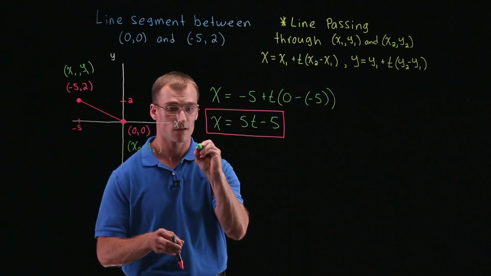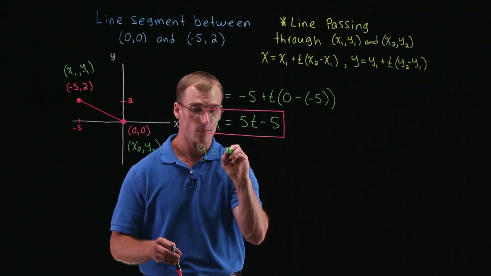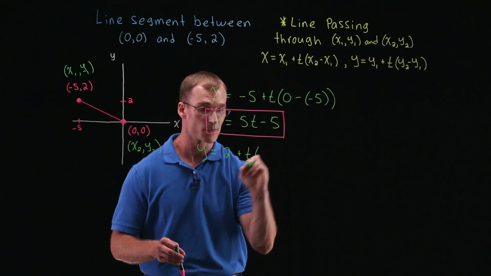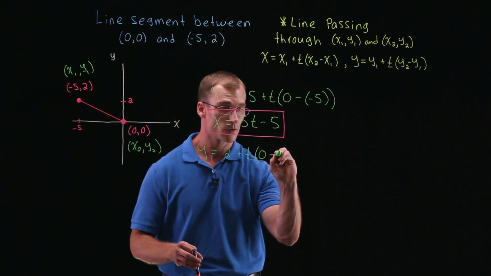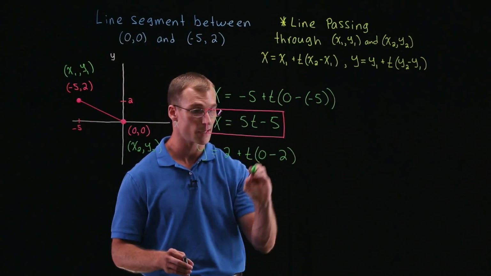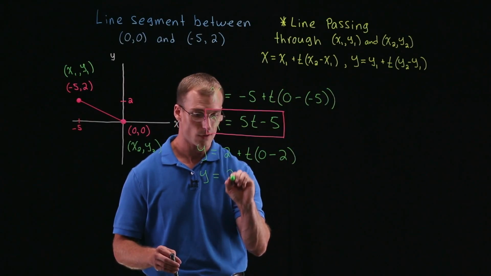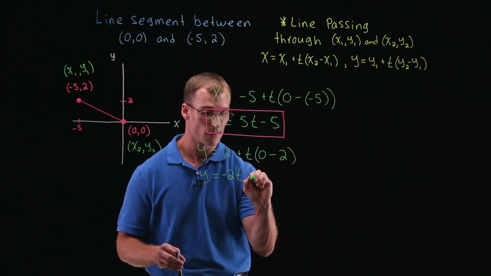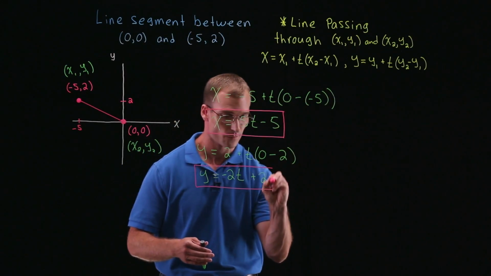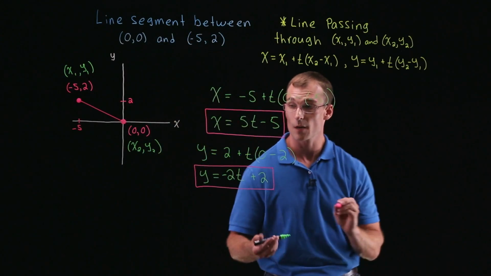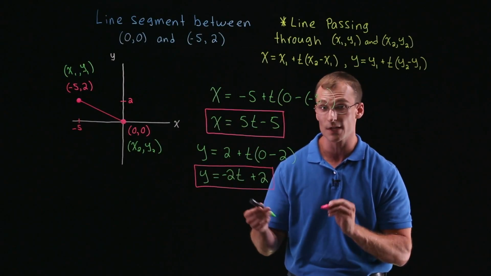And lastly, we have y is equal to y1. So our y1 is positive 2, plus t times (y2, which is 0, minus y1, or minus 2). And again, just simplifying this, 0 minus 2 is a negative 2. So we have that y is equal to negative 2t plus 2. Okay, so there's our set of parametric equations for the line segment: x equals 5t minus 5, and y equals negative 2t plus 2.